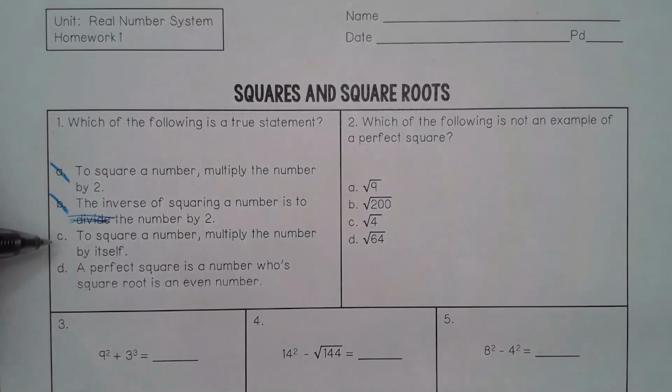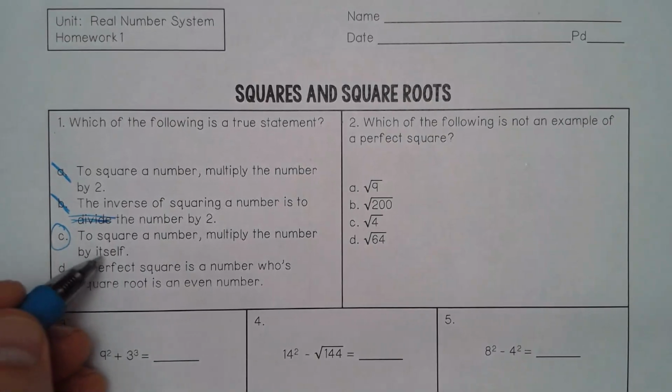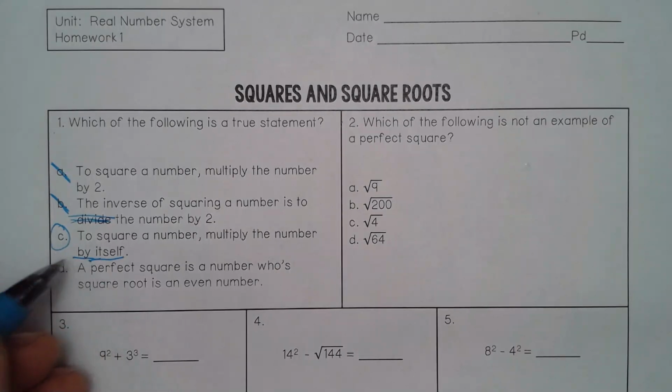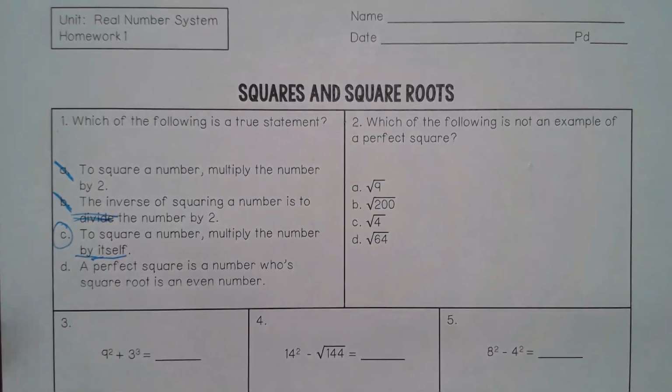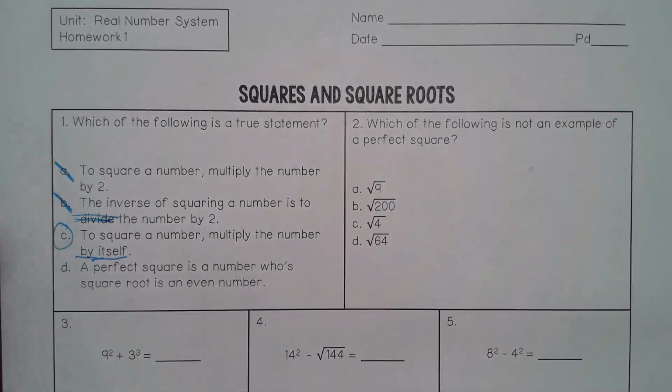How about this? To square a number, multiply the number by itself. Of course, that is correct. Yes. The by itself. Yes. Let's read this last one. A square root is a number whose square root is an even number. That's just silly. Okay. Here, moving on.